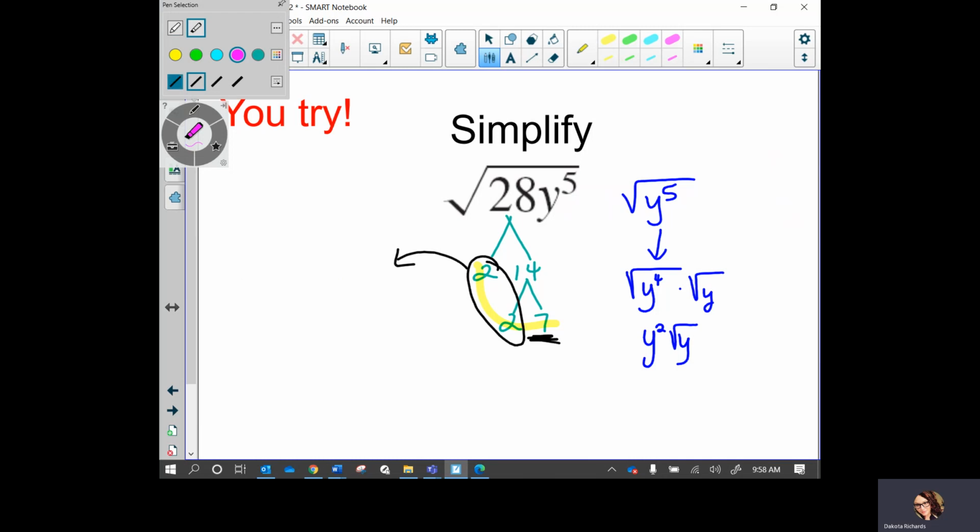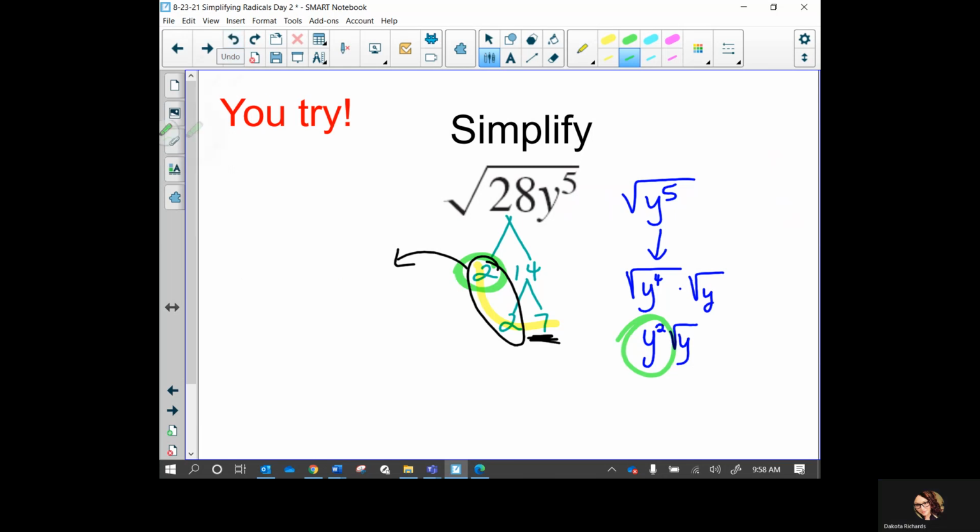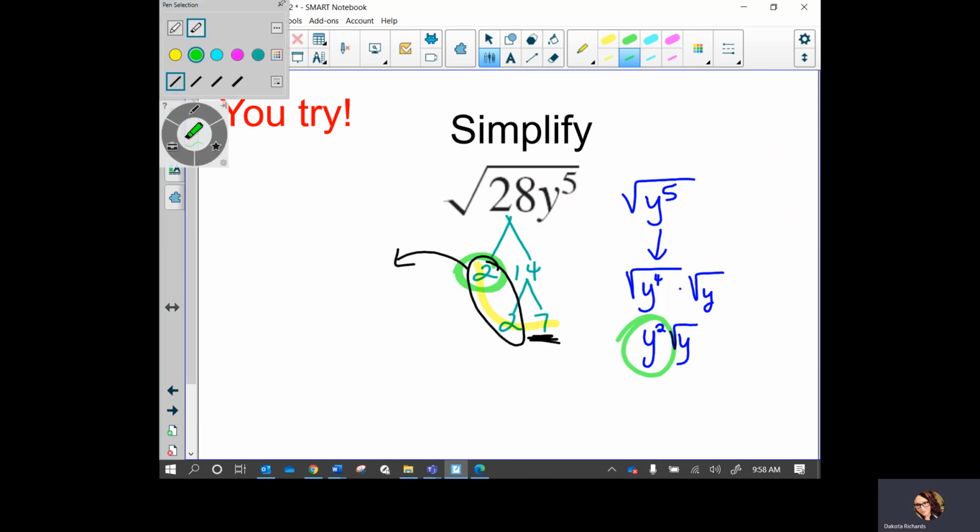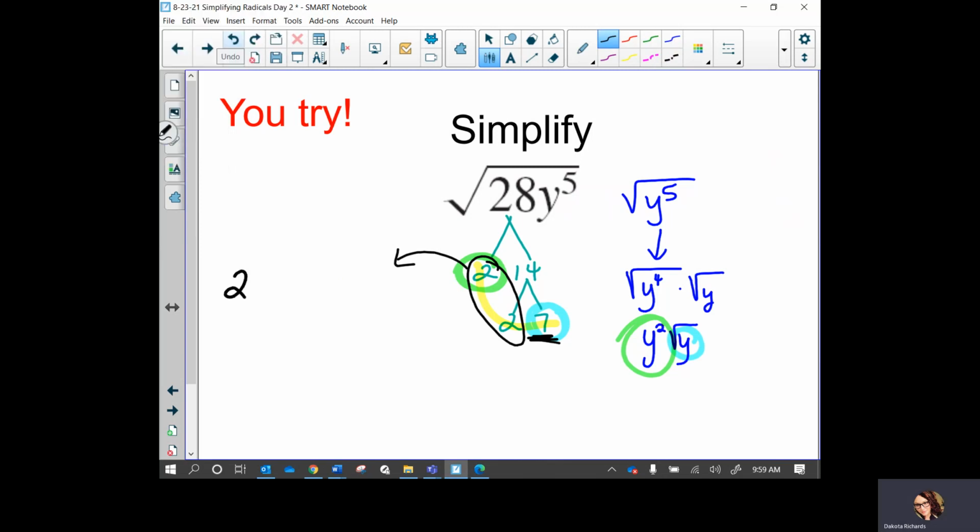So putting that all together, let's highlight or circle some things. Let's do green. So on the outside, we're going to have a 2. We're going to have a y squared. On the inside, we're going to have a 7, and we're going to have square root y. Put it all together. On the outside, you have a 2, and you also have a y squared. On the inside, that was the teal color, we have the 7 and the y.